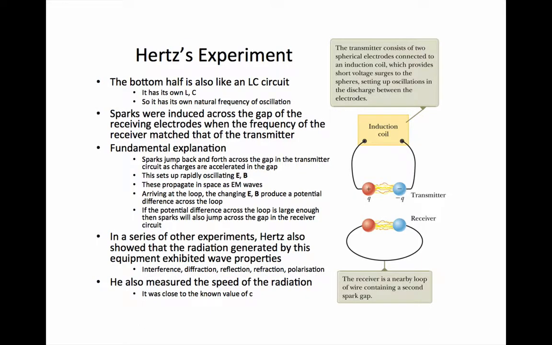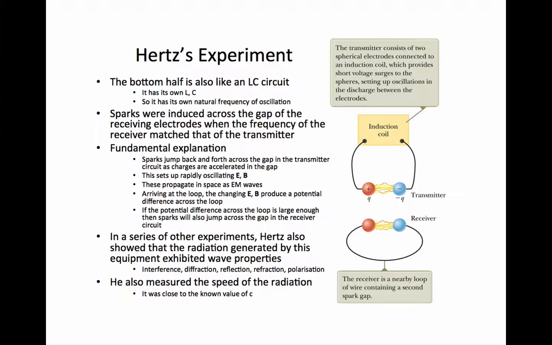However, when Hertz set this up, he found that when a spark was created in the transmitter spark gap, you could sometimes see a faint spark jumping in the receiver spark gap, even when the receiver was meters away from the transmitter. He concluded that some form of energy was travelling from transmitter to receiver, and so he set out to find the characteristics of that energy and prove that it was an electromagnetic wave.